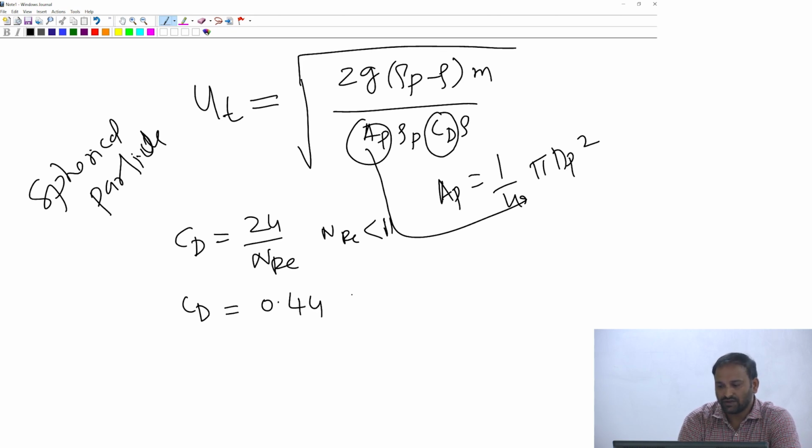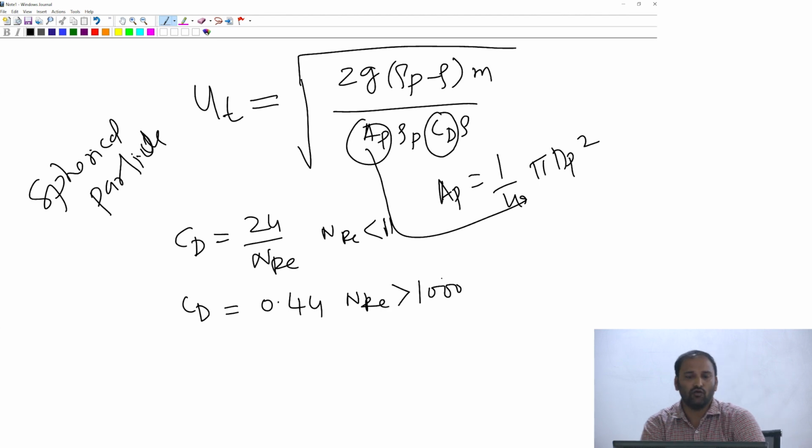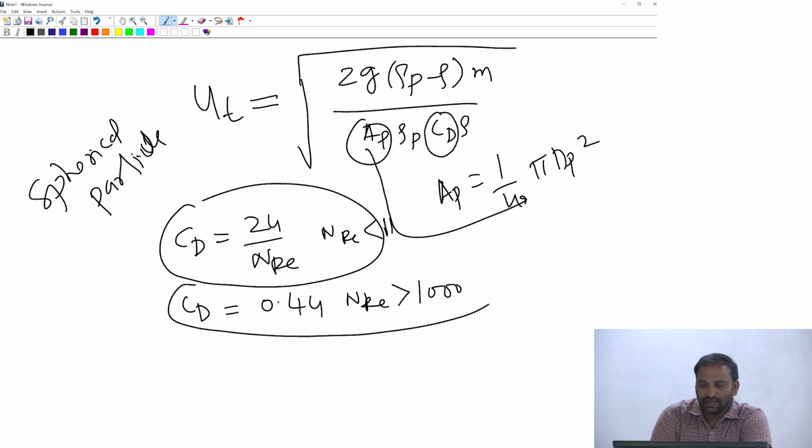Okay, that's for the case where your Reynolds number is typically greater than 1000. Therefore, I can exploit the experimental data that is available on particles of different sizes, which has been tabulated and is available in the form of a CD versus Reynolds number plot. I can substitute for these limiting cases. Of course, these are valid only for spherical particles. Whatever plot that I showed is valid only for the motion of a spherical particle in a fluid.